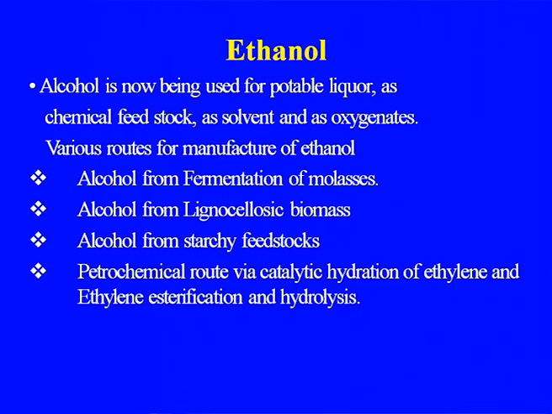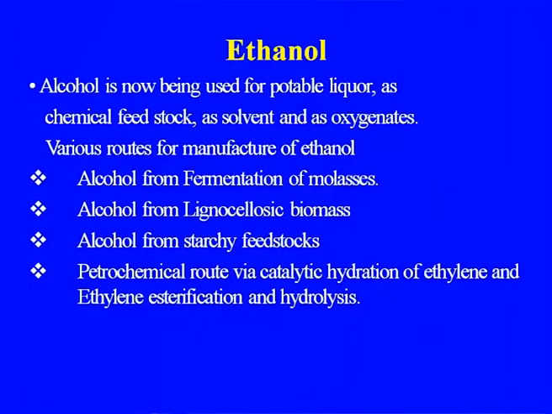There are various routes for manufacture of alcohol. Molasses is one route: alcohol from the fermentation of molasses. Then alcohol from lignocellulosic biomass, because now a lot of work is going on. This process from biomass was well developed earlier also, but there was some problem in the pre-treatment of the biomass. With the development of pre-treatment processes and the removal of lignin, it is now considered that biomass can be a promising future source of alcohol. Then alcohol from starchy feedstock, and the petrochemical route where we use ethylene, and from ethylene, esterification and hydrolysis, you can make various products.